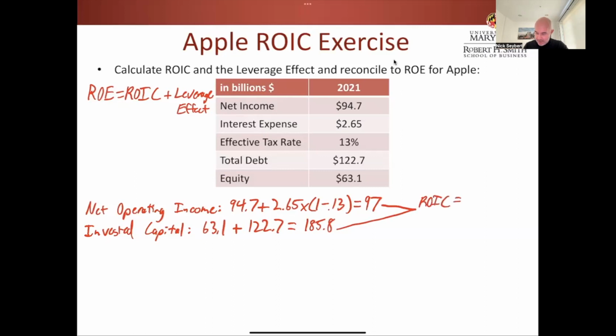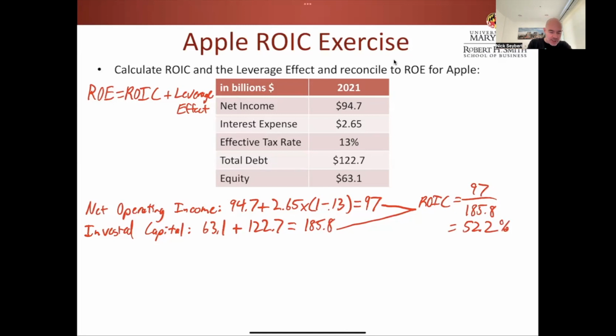ROIC equals the net operating income over the invested capital, which is equal to a massive 52.2% return on invested capital. So what this means is that every single dollar of capital that Apple gets and puts into its business, it uses each dollar to generate a 52.2% return. All right. So we're already doing really well.